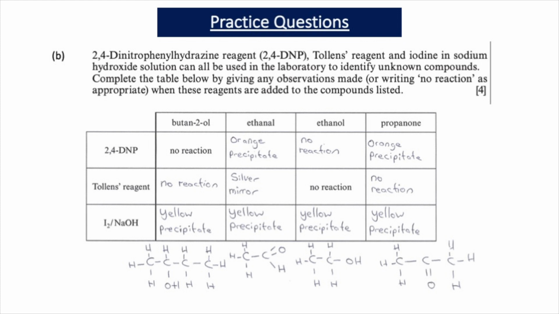So there are 4 marks for this question, and there's 1 mark for each correct column. So if you had all the observations right for butan-2-ol, you get a mark. If you had them all right for ethanal, you get a mark. If you had them all right for ethanol, you get a mark. And if you had all the observations right for propanone, you get a mark. So 4 marks in total.